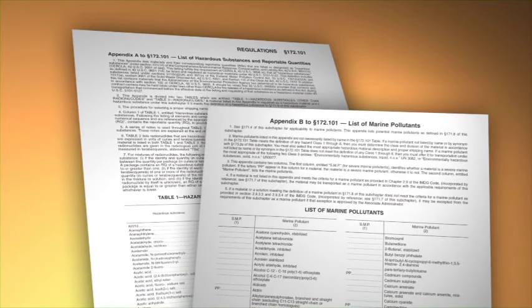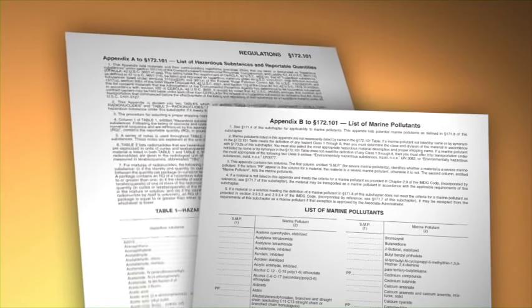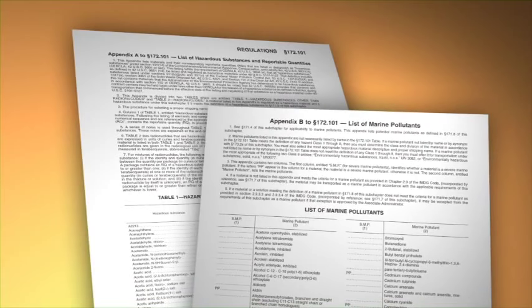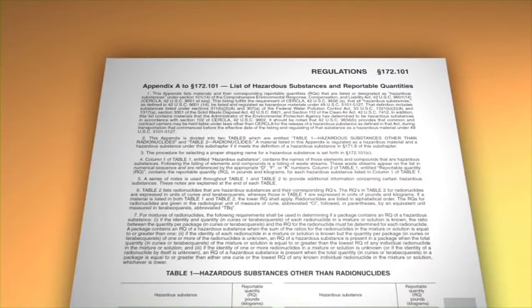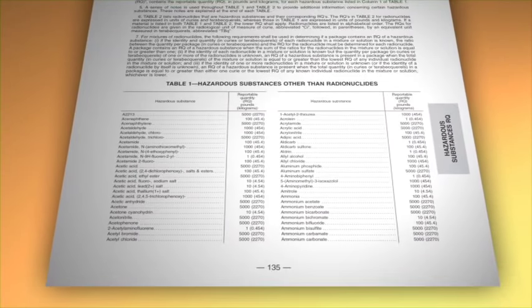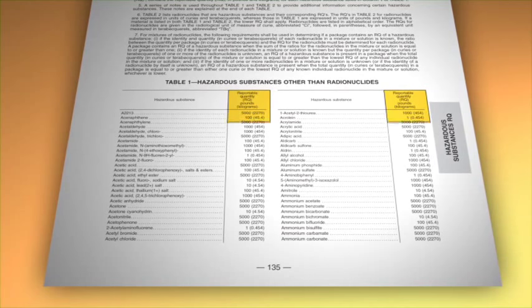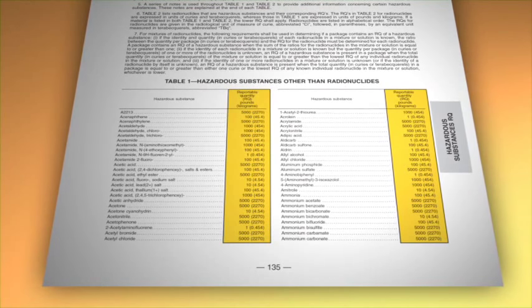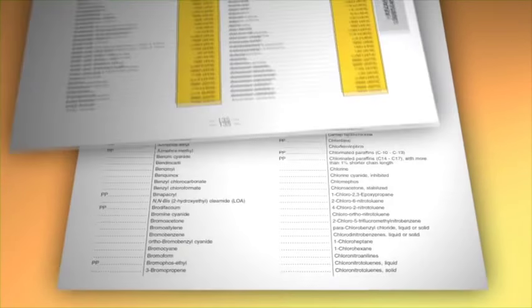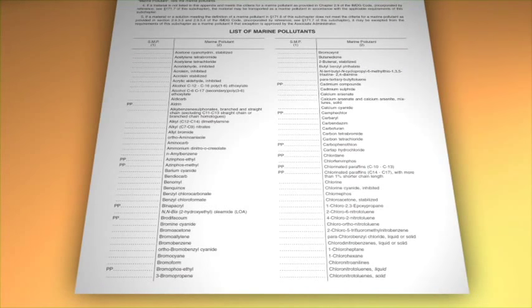2 appendices follow the Hazmat table and are referred to as Appendix A and Appendix B. Appendix A, the list of hazardous substances and reportable quantities, lists materials that present an environmental hazard when shipped in certain quantities. The material's reportable quantity. Appendix B, the list of marine pollutants, lists materials that could harm the marine environment.